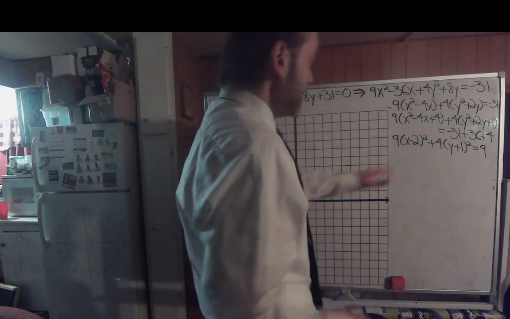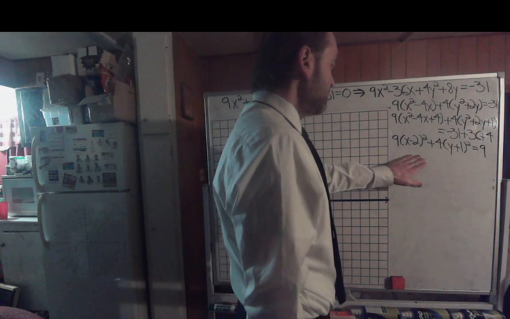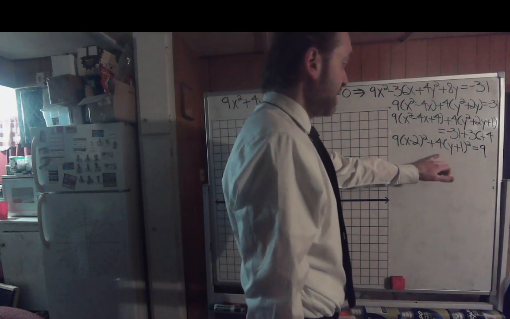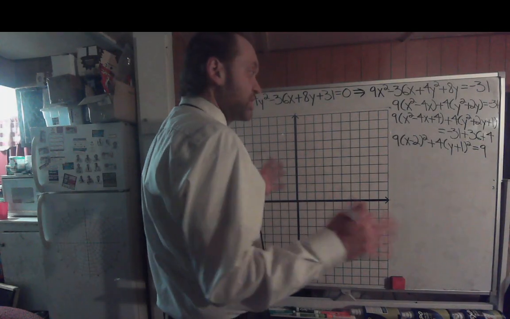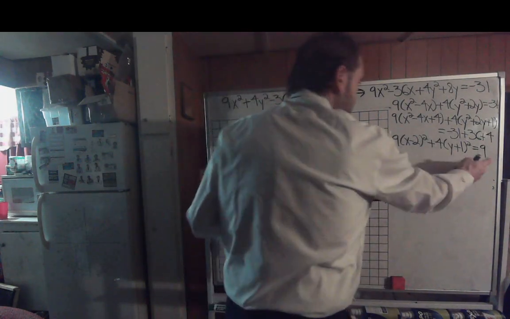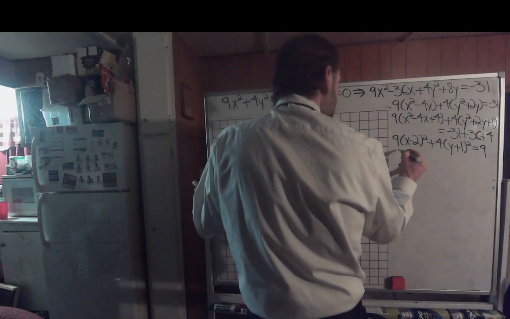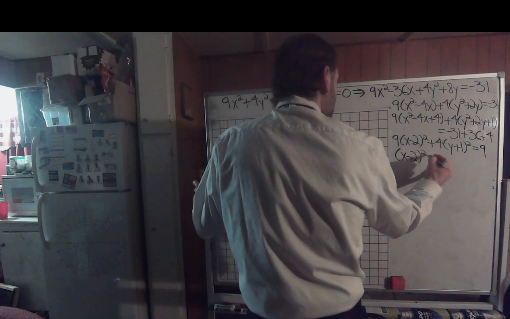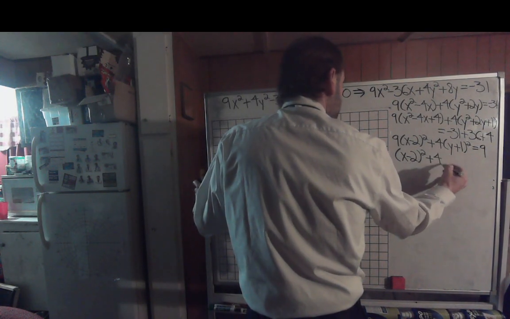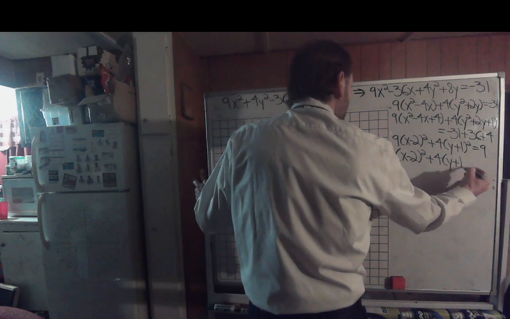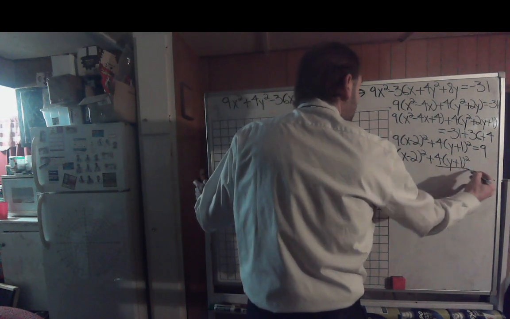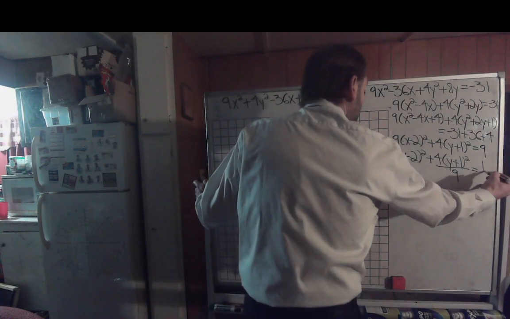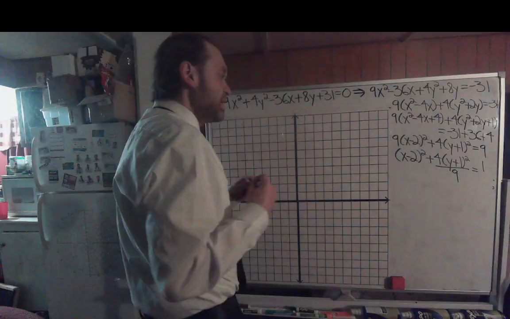Alright, so you have 9 times the quantity of x minus 2 squared plus 4 times the quantity of y plus 1 squared equals 9. We almost got something we can work with, but the right hand side needs to equal 1. So divide both sides by 9. You'll end up with x minus 2 squared plus 4 times y plus 1 squared over 9 equals 1. We're almost there, but here's the thing.